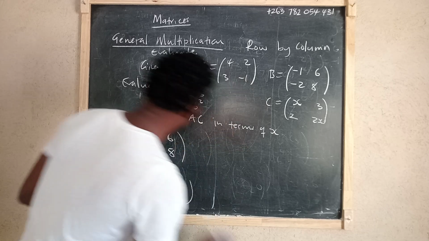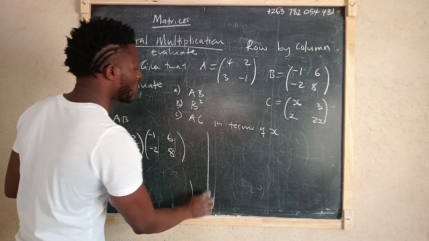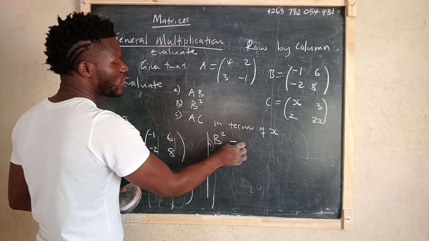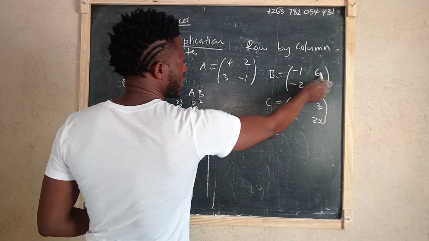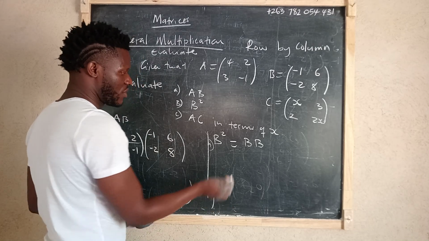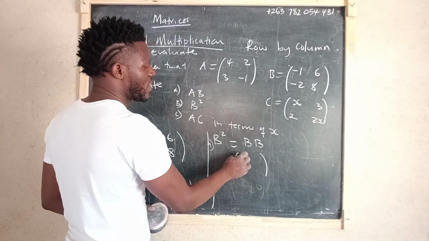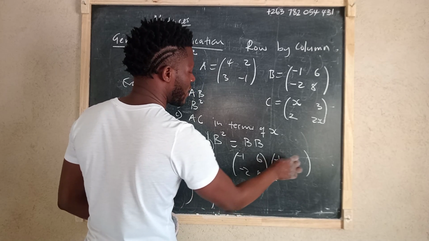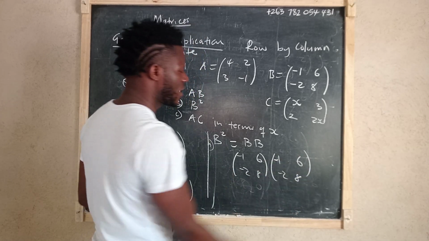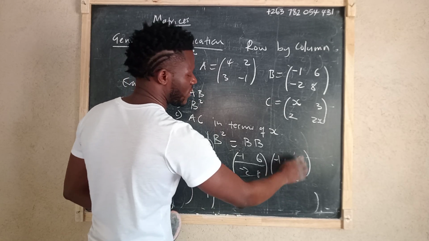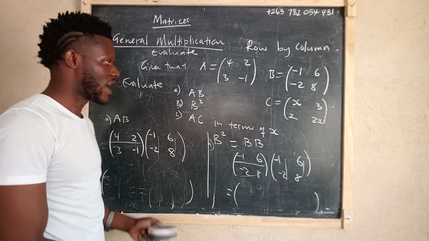I wanted to illustrate this one, B squared. By B squared, we do not mean that you just give power 2 to these values. It means matrix B multiplied by another B. So you write them both, minus 1, 6, minus 2, 8. Then again, minus 1, 6, minus 2, 8. Then you do row by column multiplication to get the answer.